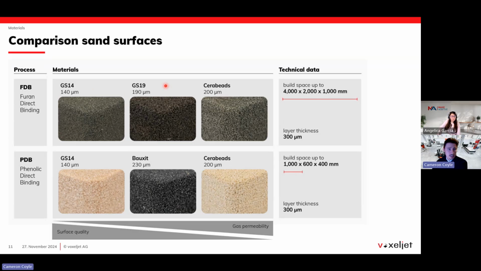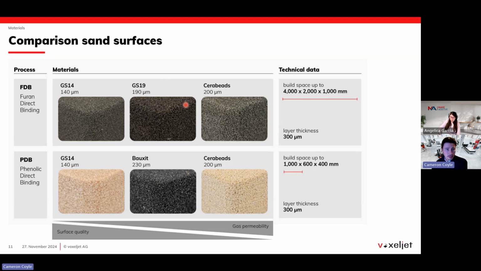Next, we would have the GS19 sand. This could be used for a casting where you would like to have a better gas permeability of the printed part, to allow that gas to escape during casting, but it would offer a slightly rougher surface finish because it's a 190 micron average grain size.